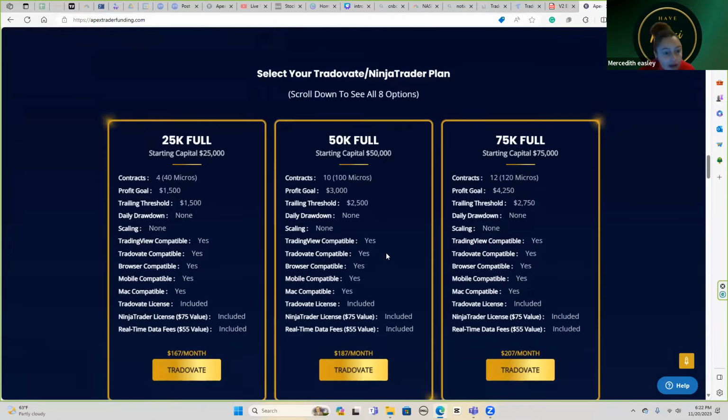So let's say you don't have much money. You want to take a 25K account. 167 times 90%, 150. So you can take a 25K account for $17 for the first month. If it takes you 2 months to pass it, then it'd be 80% off after that, right? But typically you could probably pass this in 1 month. That's $17 you're paying for this account, right? Your profit goal is $1,500 and you have to stay within the rules.